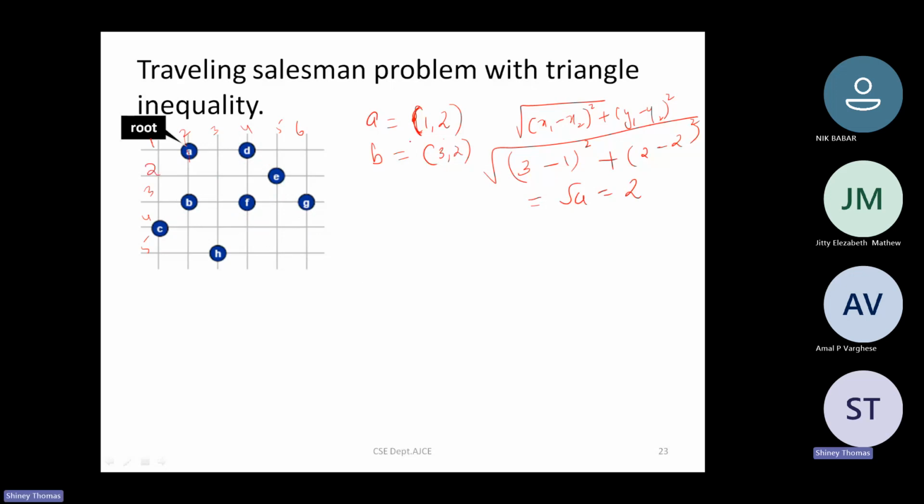Now I have shown you how to find the cost of each edge also. You can note it down somewhere if you want. That is the formula for doing it.